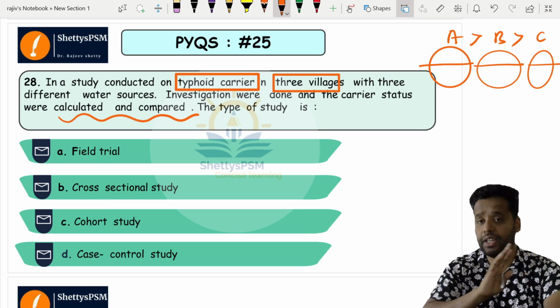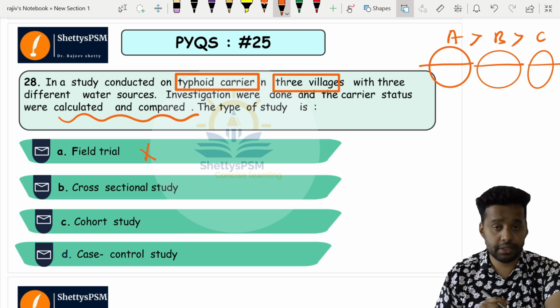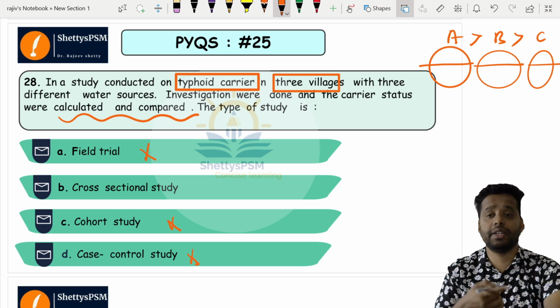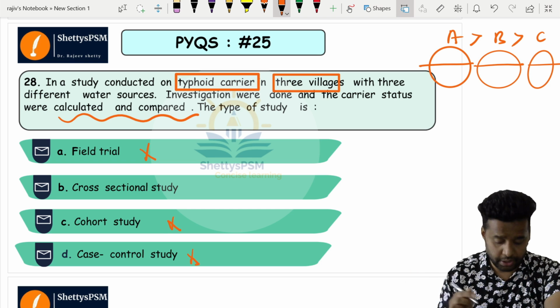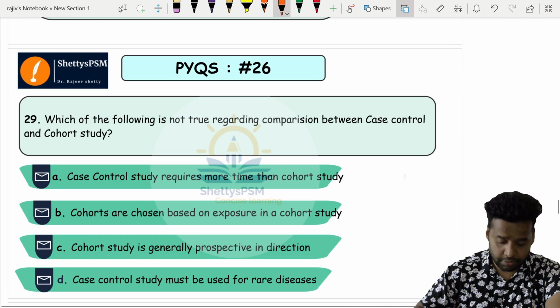You are not studying any etiology. You are not doing any intervention. Trial is not the answer. Cohort, there is no follow-up, there is no case control, and there is no association. The answer will be cross-sectional study. Some students will make mistake in this.